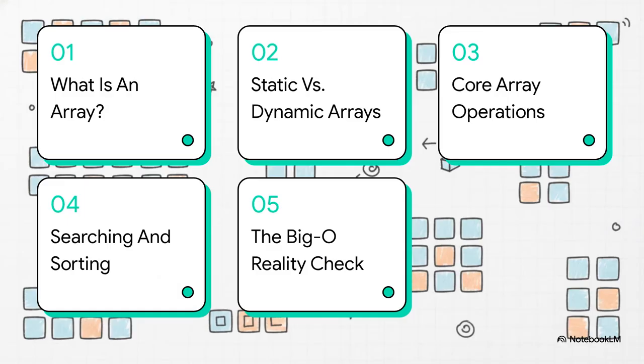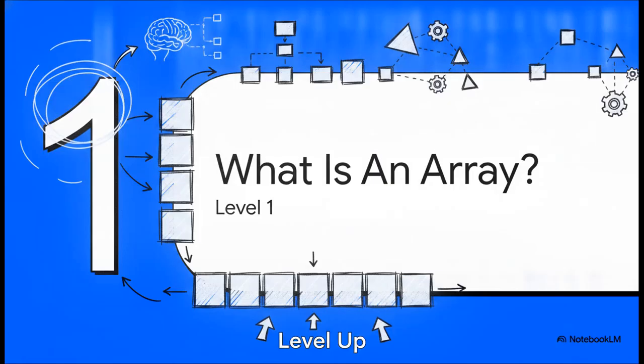So here's our level up syllabus for this explainer. 1. What actually is an array? 2. Static versus dynamic arrays. 3. Core array operations. 4. Searching and sorting. And finally, 5. The big O reality check. All right, level 1, what is an array?